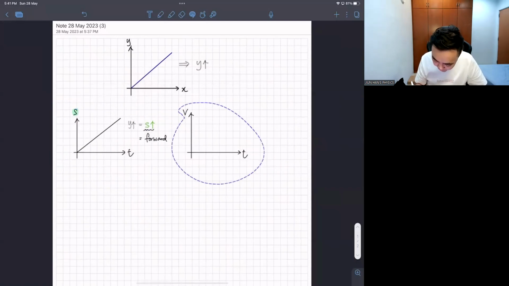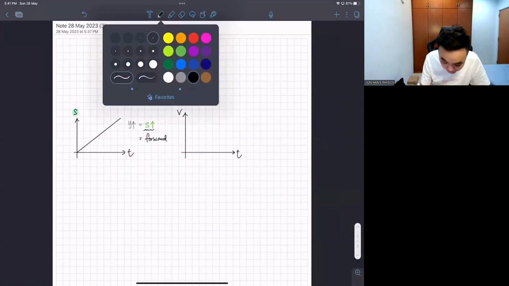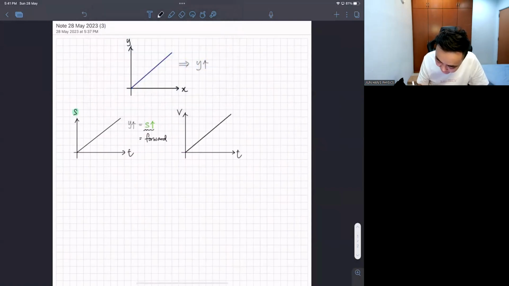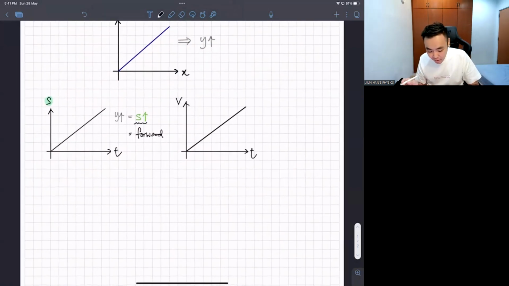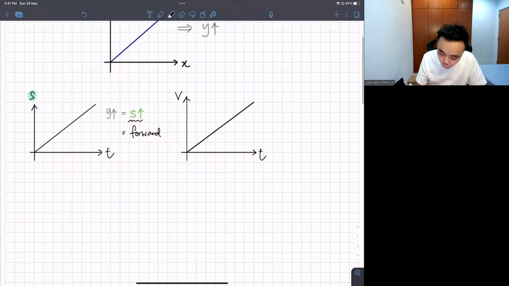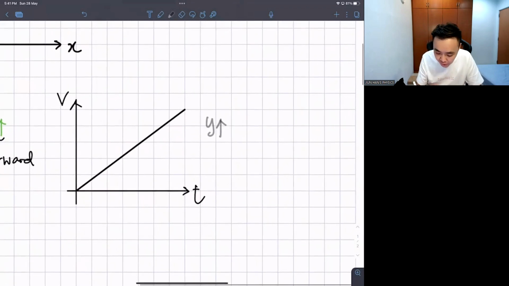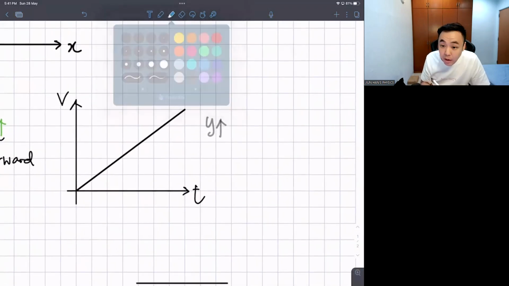Okay, now, if I have a VT graph, what does it mean? The graph looks exactly the same, right? But it has a different meaning. When the graph goes up, it means your y increases. But now, if you pay attention to the graph, what does it say on the y?